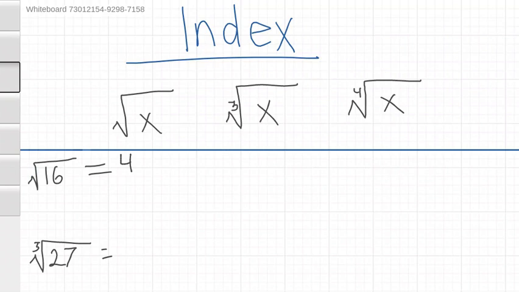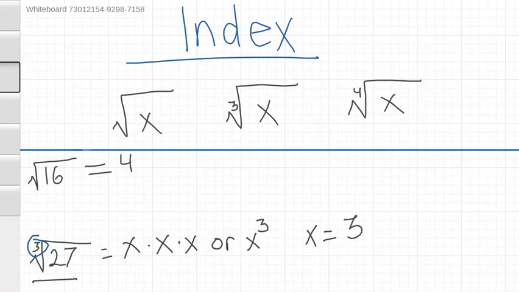What if we had the blank root of 27? It's the same thing. We look at the index, and we see that the index is 3. And now we do x times x times x is equal to 27, or x cubed is equal to 27. So what fills in for x?